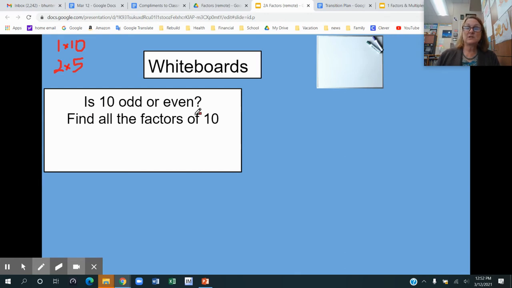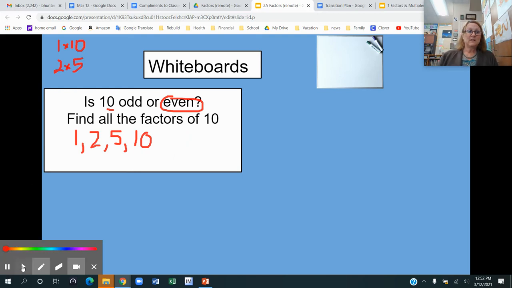My first question here is, is 10 odd or even? And we learned the other day that I look in the ones place, and if that number in the ones place is an even digit, then the whole number is considered even, which means that it can be divided equally into 2 parts. Okay, that's what even means, as we talked about. So when I look at the ways I can make 10, I see 1 times 10, 2 times 5, and so then I list them like this: 1, 2, from lowest to highest with commas in between. So these are my factors of 10.